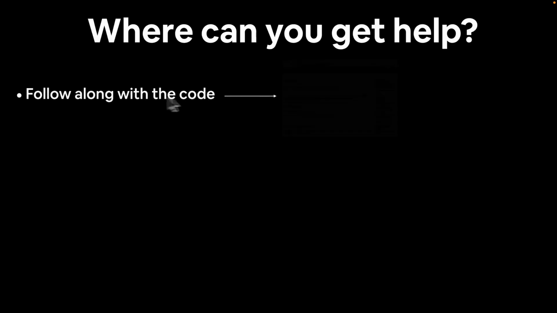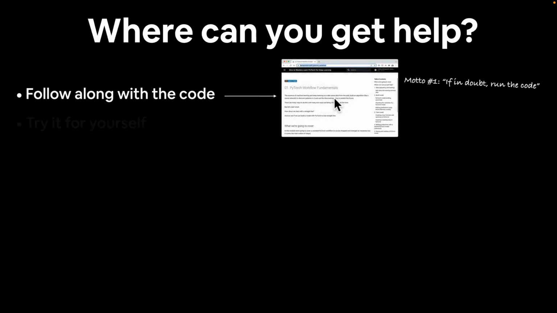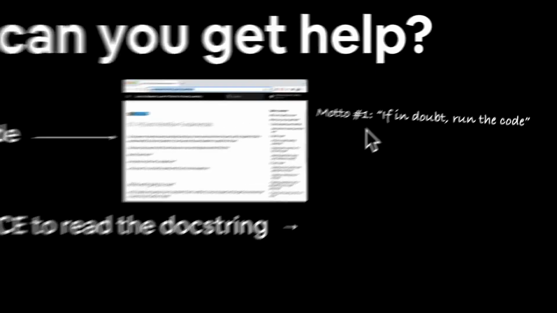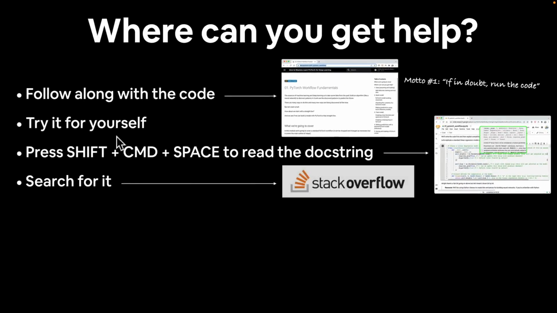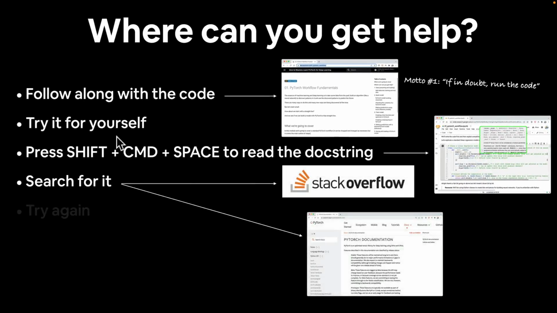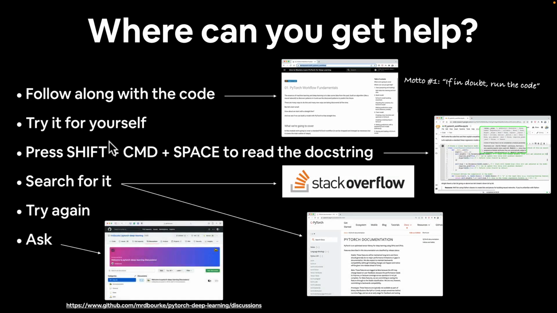Probably the most important thing is to follow along with the code. We'll be coding all of this together. Remember motto number 1, if in doubt, run the code. Try it for yourself. That's how I learn best, is I write code, I try it, I get it wrong, I try again, and keep going till I get it right. Read the doc string, because that's going to show you some documentation about the functions that we're using. So on a Mac, you can use Shift Command and Space in Google Colab, or if you're on a Windows PC, it might be Control here.